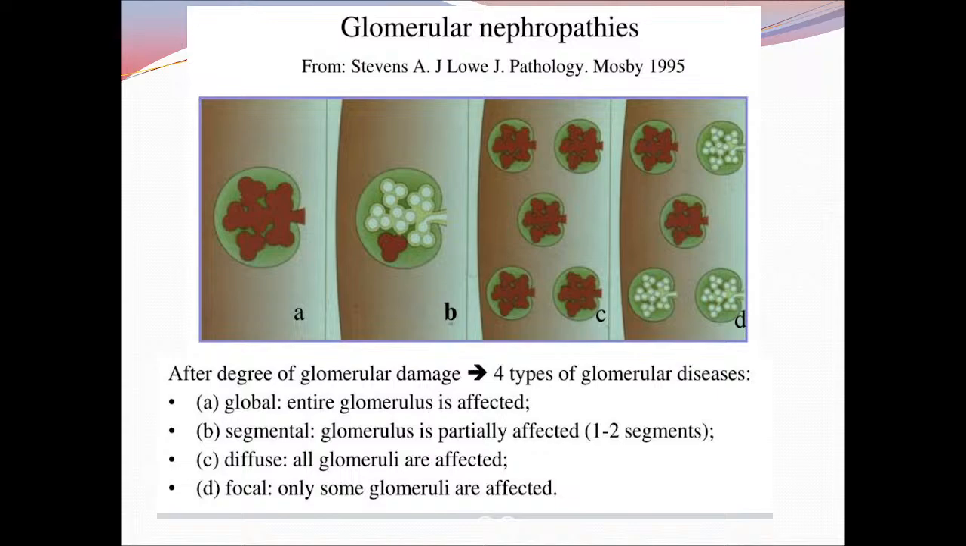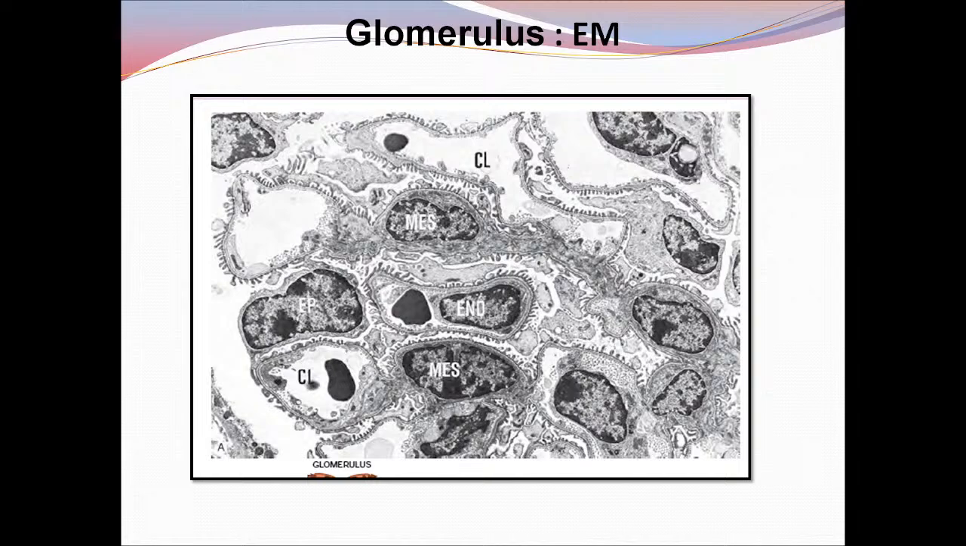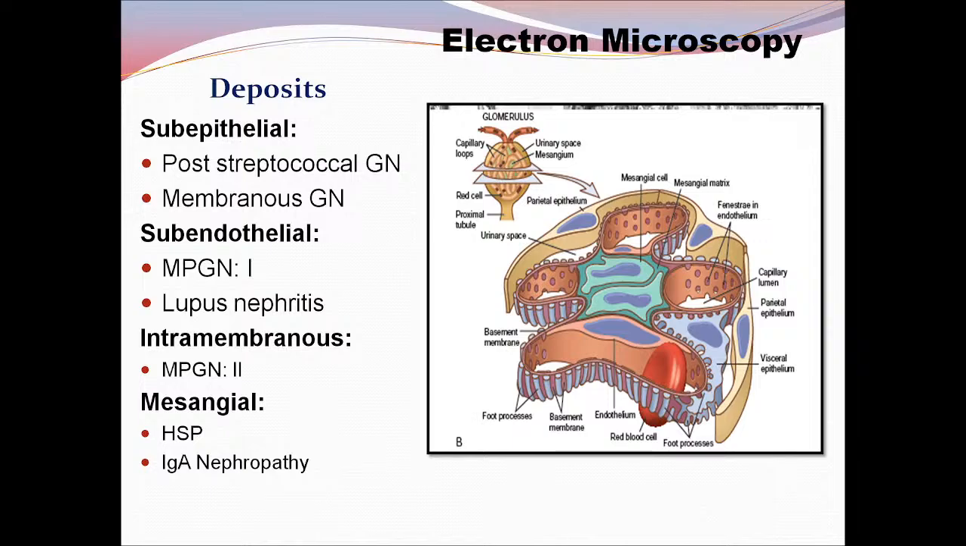So it is a diffuse glomerular nephropathy, or focal segmental glomerulonephritis, or a global disease. These are the terminologies used when we are interpreting the biopsy. This is an electron microscopy picture, where again we can look at the mesangial cells, this is a capillary lumen, and there is a glomerulus.